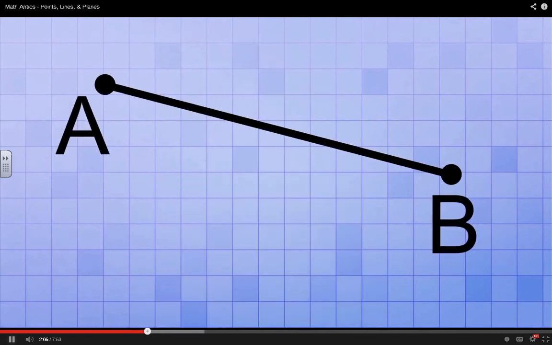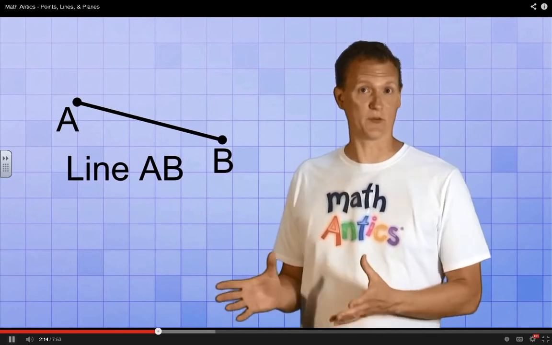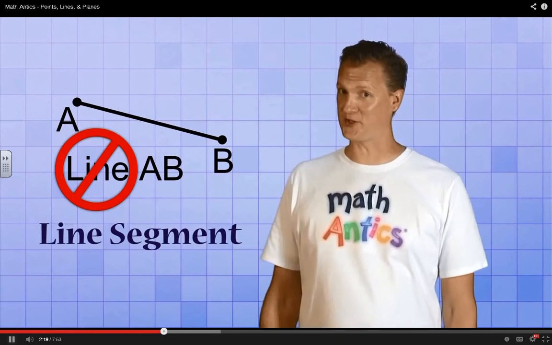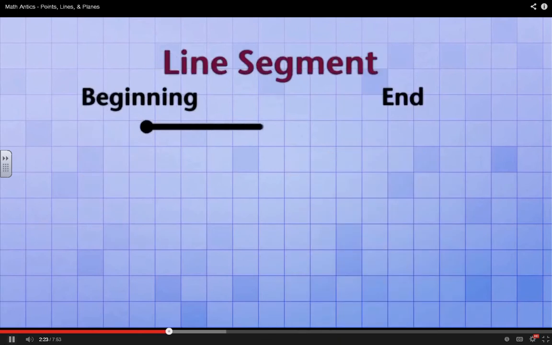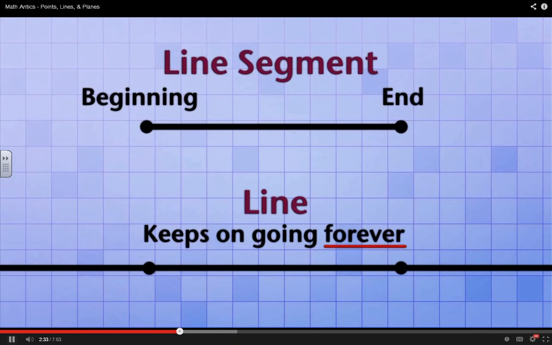We name a line by the points that it goes through. For example, we would call this line AB because its endpoints, where it starts and stops, are points A and B. But technically, this isn't really a line. It's a line segment. What's the difference, you ask? That's a good question. A line segment has a beginning and an end. It starts at one point in space and it ends at another. A line, on the other hand, just keeps on going in either direction forever, just like the number line keeps on going forever. Well, at least we imagine that it goes on forever.